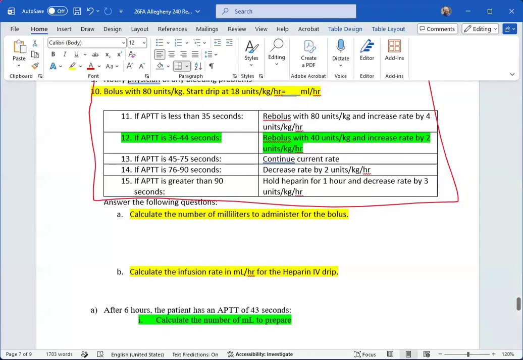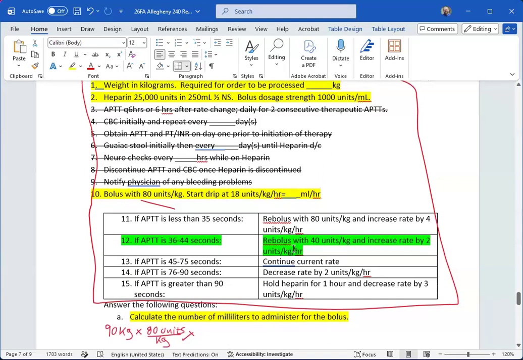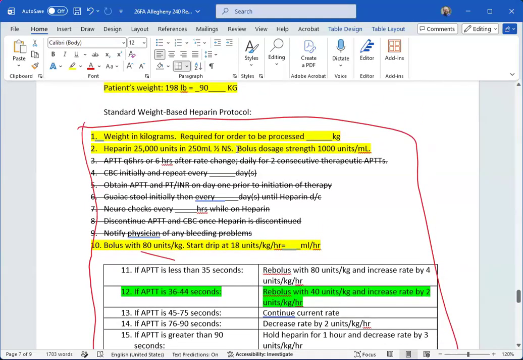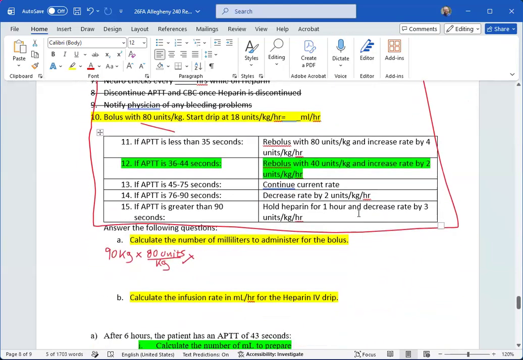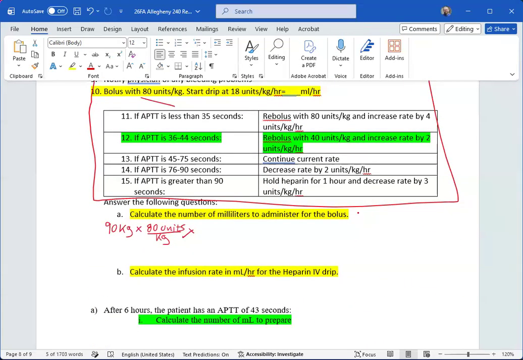I know you've probably already gone through this, but the way you would set this up is you would take your 90 kgs, you're bolusing it with the 80 units per kilogram, and then we don't want units, we want milliliters. So I'm going to look at my bolus dose strength, which is the 1,000 units per milliliter. And I'm going through this a little bit quick because I already went over this if you came in at the end of the other, because I was running a little bit behind.